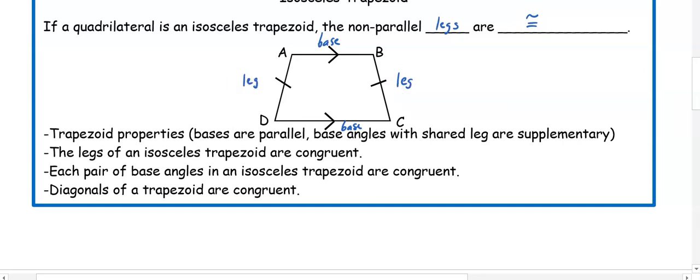Think of an isosceles trapezoid kind of like an isosceles triangle, but instead we have two bases. So the properties of an isosceles trapezoid then are that the legs are congruent. Each pair of base angles are congruent.